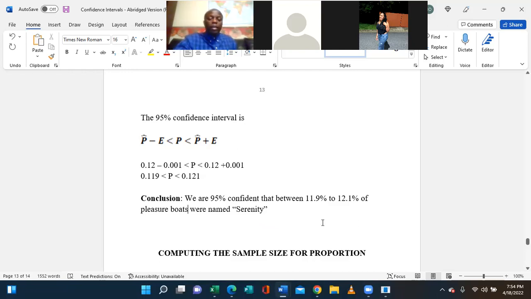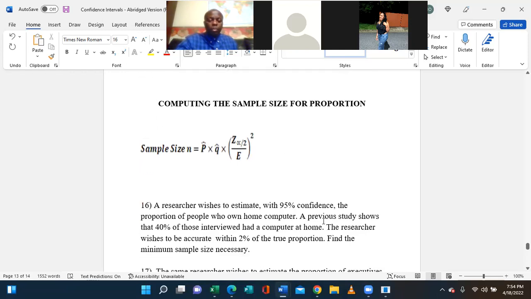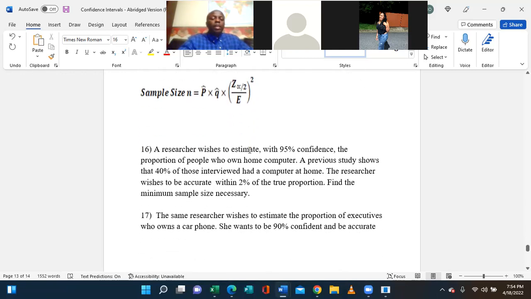Very good. Now we can look at the last example, which is the sample size computation for proportion. Just like we did in the mean, we're trying to estimate the minimum sample size we use for our study. For proportion, we use this formula: p hat times q hat times z alpha over 2 over error, squared. Then you round your answer up to the next whole number. Let's do one example here, and that will conclude our confidence interval.